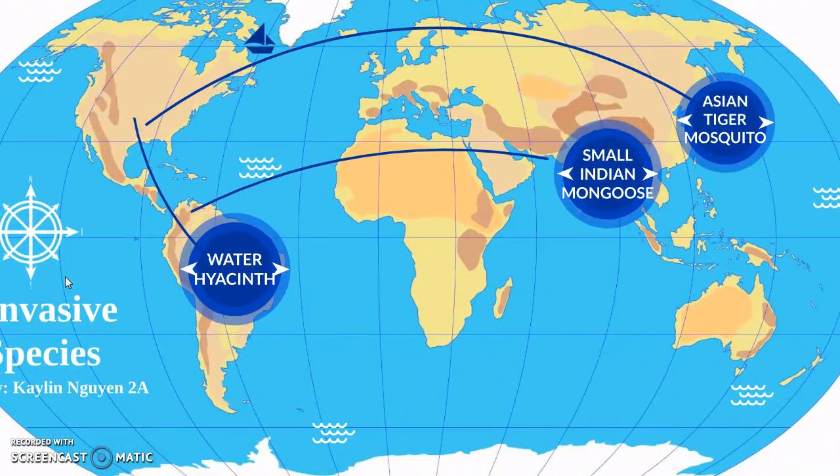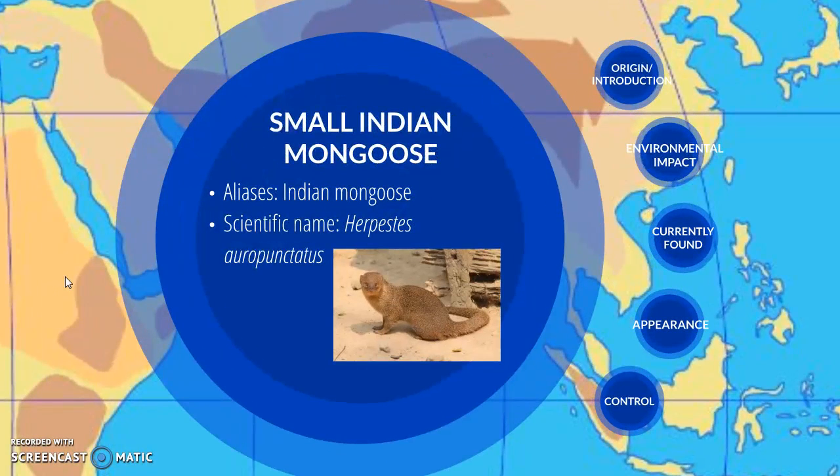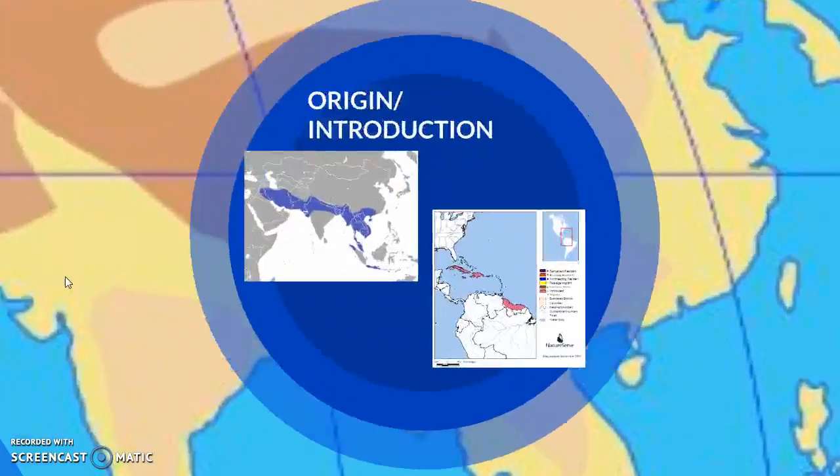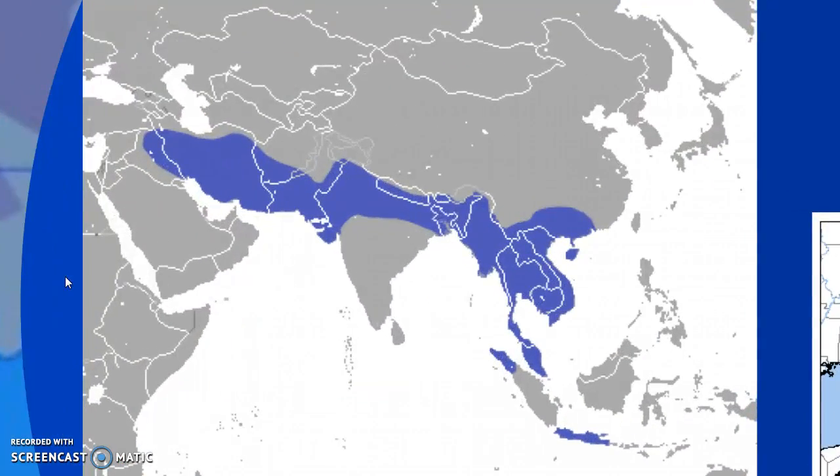The next one is the small Indian mongoose. The aliases are the Indian mongoose and the Javan mongoose, and they're scientifically known as Herpestes auropunctatus. This is a picture of the small Indian mongoose, and the area in blue is where they're originally found. They're originally found in Southeast Asia, North India, and parts of the Middle East.